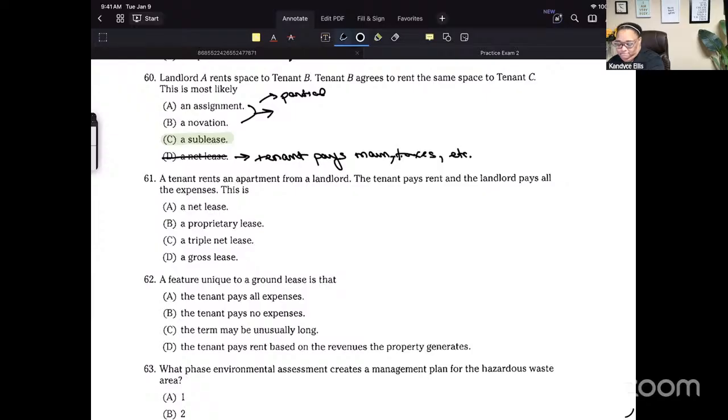A novation, on the other hand, is like a full-on replacement. Imagine you're not just handing the baton to the next runner, you're actually swapping them entirely in the race. In a novation, the landlord basically agrees to release the original tenant completely and create a brand new lease contract with the new tenant. It's like the old tenant was never there at all, contract-wise.